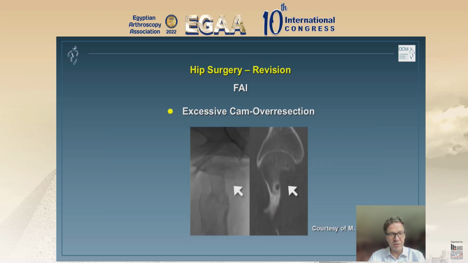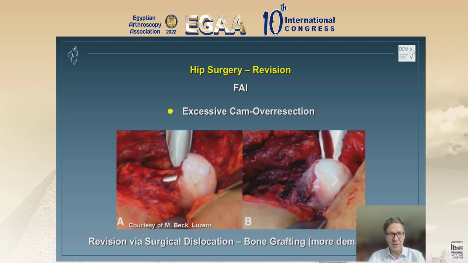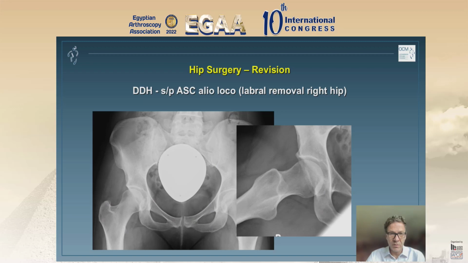If, however, you have such a case with a massive over-resection, as presented here by Martin Beck from Switzerland, revision of such a case is much more demanding, and this requires complex open surgery. This is another example for an open revision.